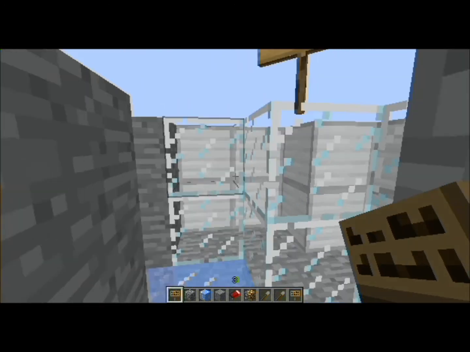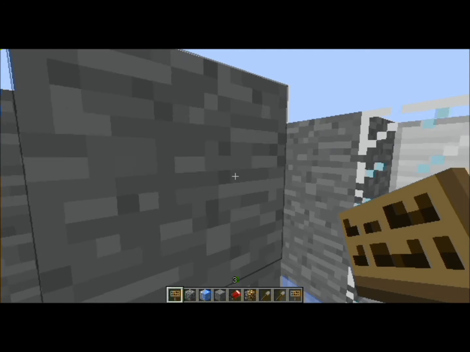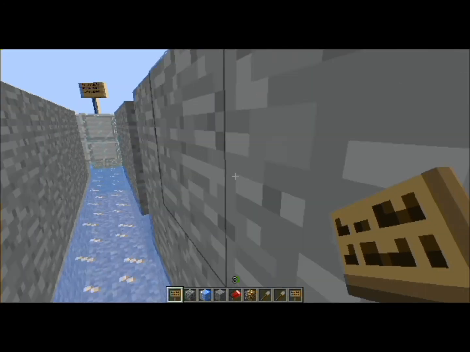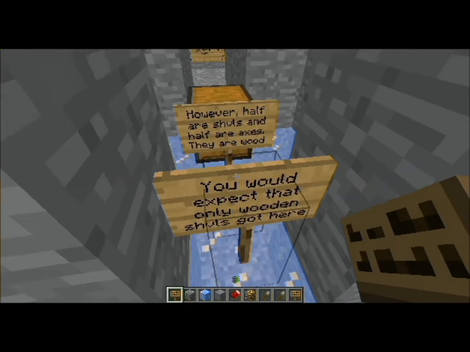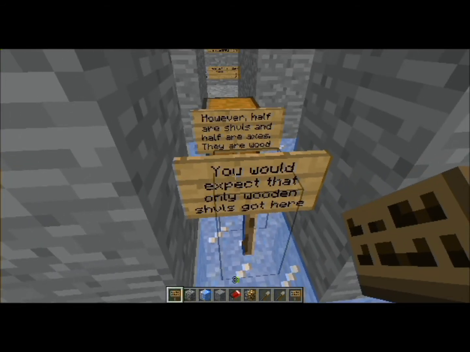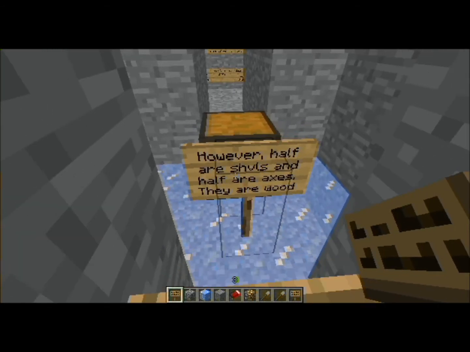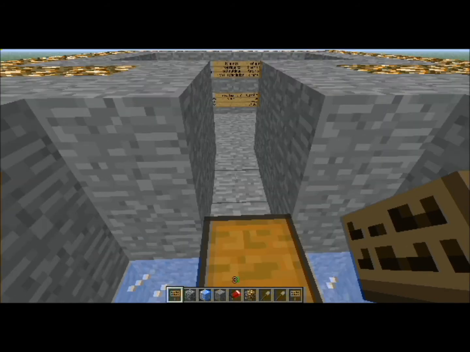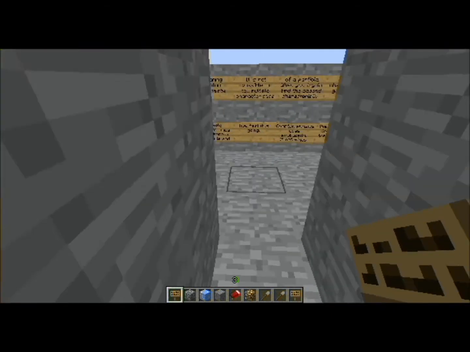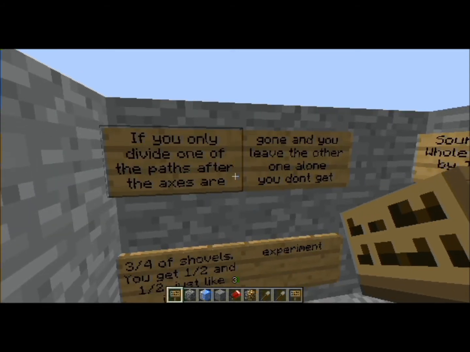Now, this right here diverts the particles back to the center. Now, since we think we got rid of all the axes, we got rid of all the stone, it should be wooden shovels they've got here. However, half are shovels and half are axes, and they're all wood. Now, this has to do with the uncertainty principle. Somehow the particles, you can't tell two different things, and no matter how smart you are, you can't trick it into telling you things.